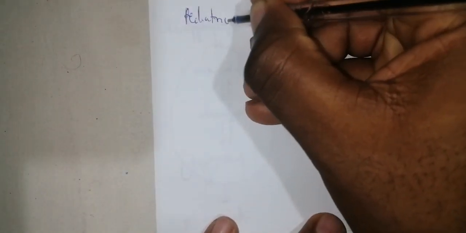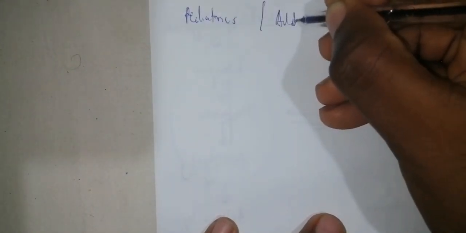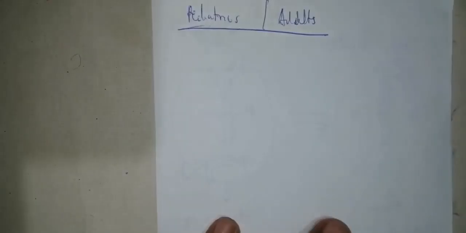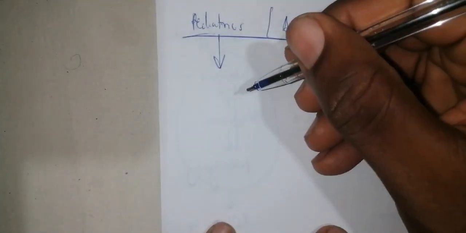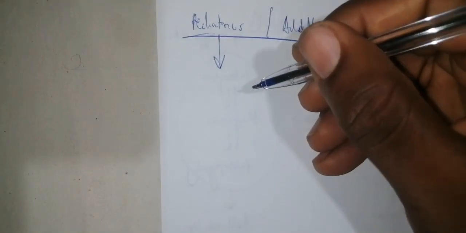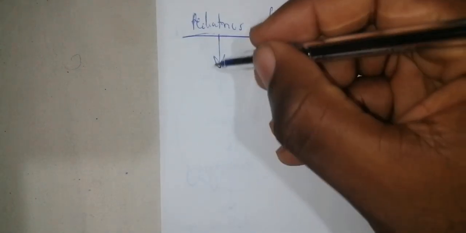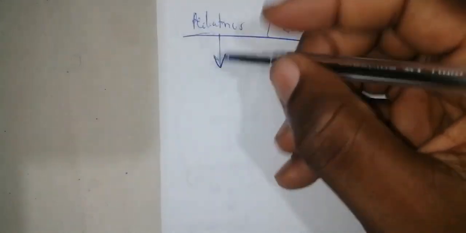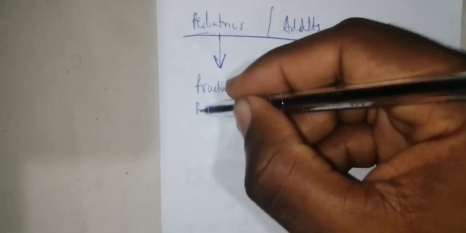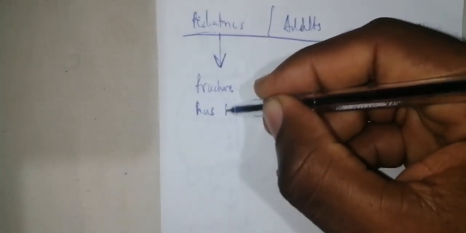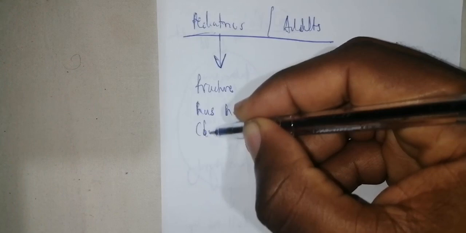Now we are going to speak about the next classification of fractures, which is pediatric versus adult fractures. Pediatric fracture is clear. You need to know that a pediatric fracture is anything that involves a fracture of a bone that has not completely closed its physeal plate.